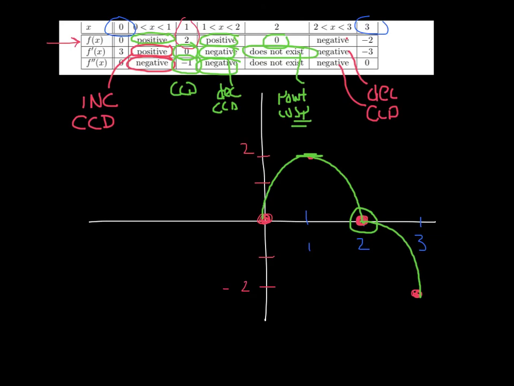I can go back and check. I should be positive and concave down, which I am. I should be decreasing and concave down, which I am. Doesn't exist. And then decreasing and concave down.